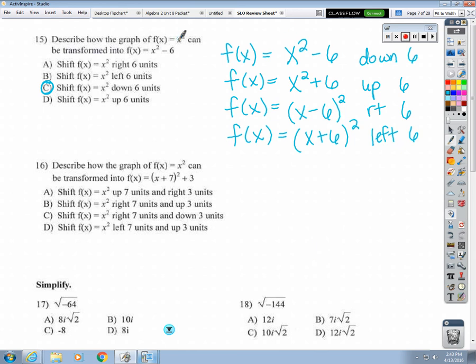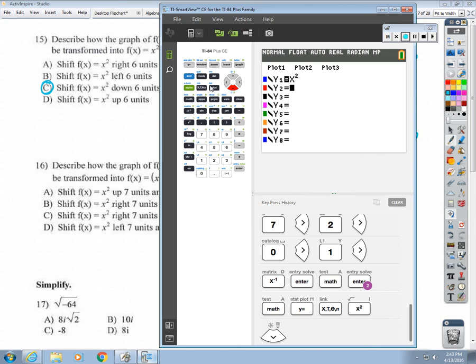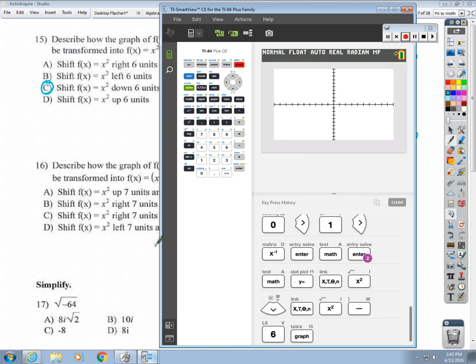Now, if you get to the test and you're like, I just can't remember, what could you do? Graph it. If you go to the calculator and you graph y equals x squared and y equals x squared minus 6, the graph will show you what it does. There's the first one. There's the second one. 6 down.